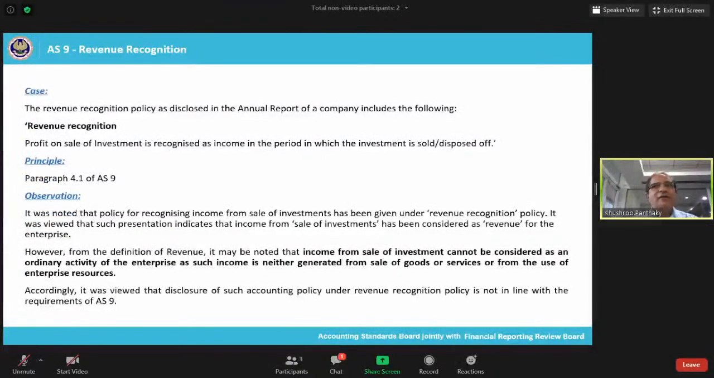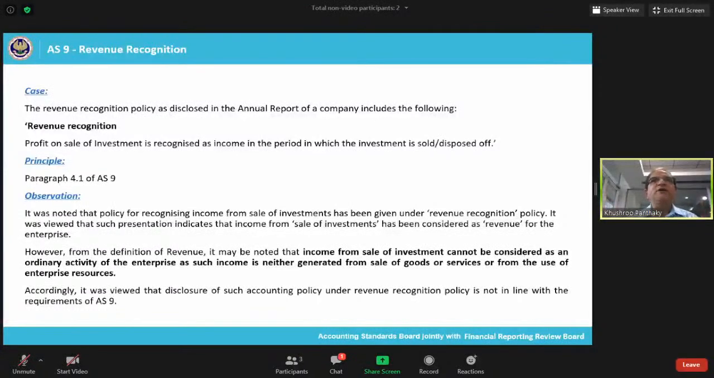Another revenue recognition policy here is on sale of investment. It says that profit on sale of an investment is recognized as income in the period in which the investment is sold or disposed of. Profit from sale of an investment definitely is not an ordinary activity. It's not arising out of the sale of goods or services. And therefore, your revenue recognition policy cannot have any disclosure of an accounting policy for purchase or sale of an investment. It has to come separately because those are disclosed separately as other income.